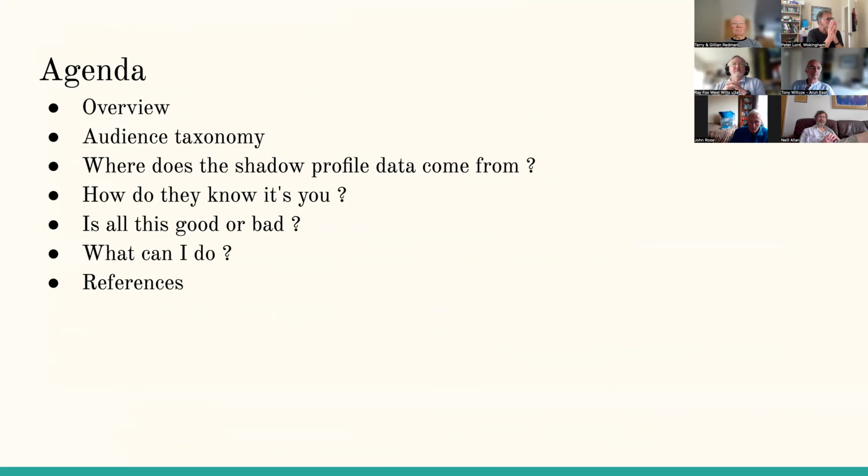So what I thought we'd go through is an overview of what real-time bidding is. Then a little bit on what's called the audience taxonomy, what type of data is held about you, more about shadow profiles, how they know it's you, a bit of a discussion whether this is a good thing or a bad thing, and rounding off with, what can you personally do about this?